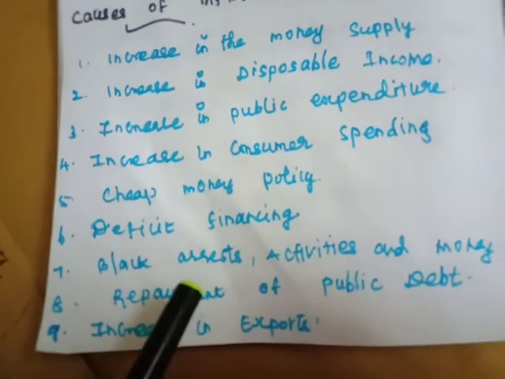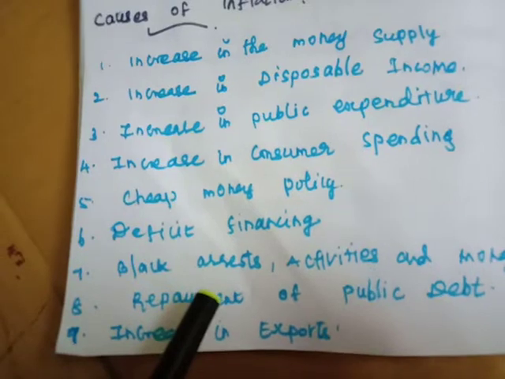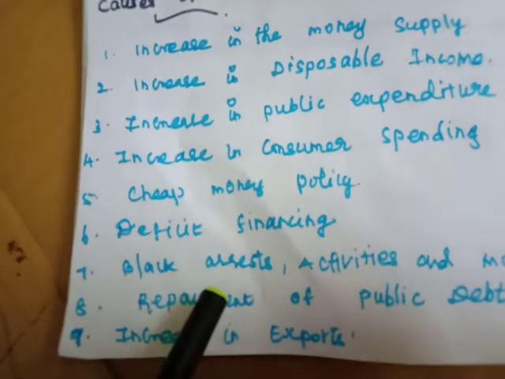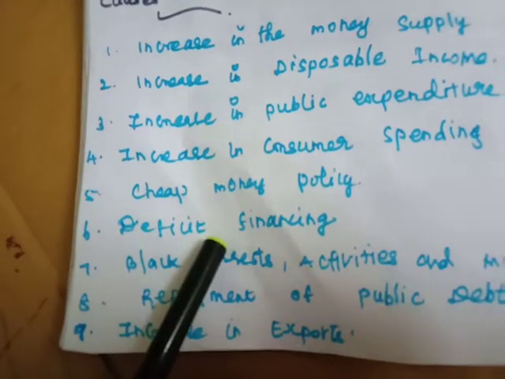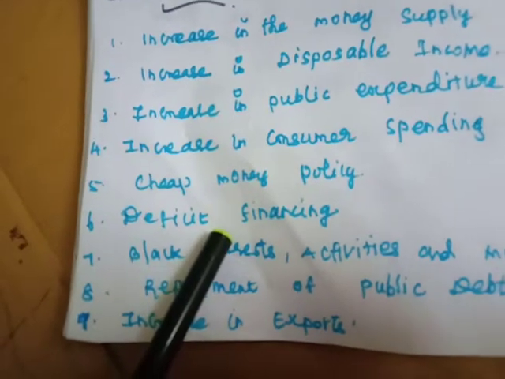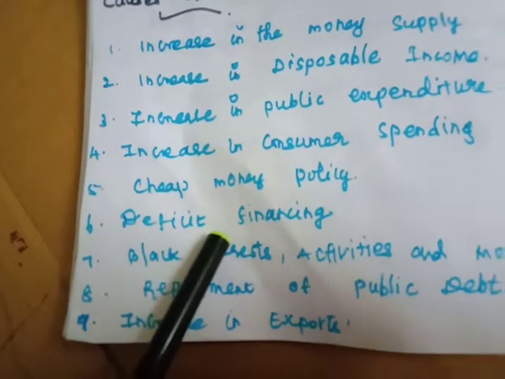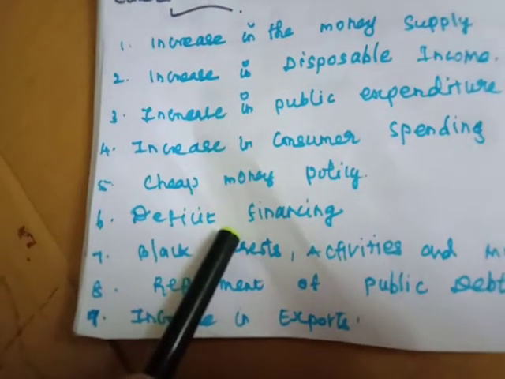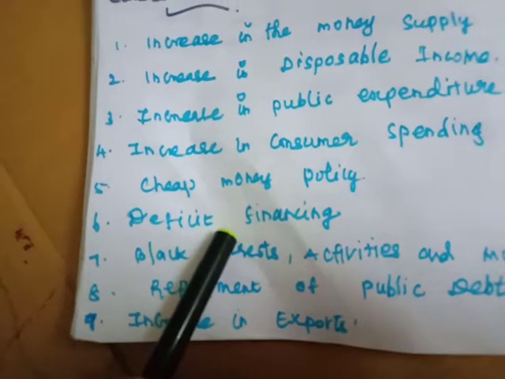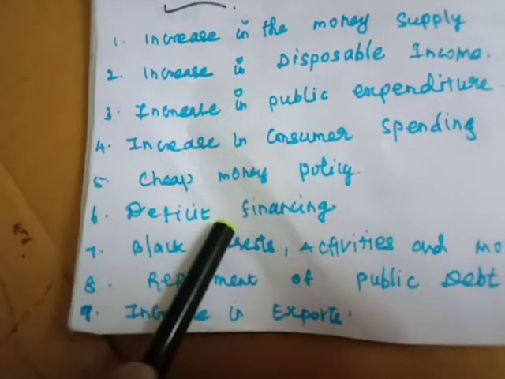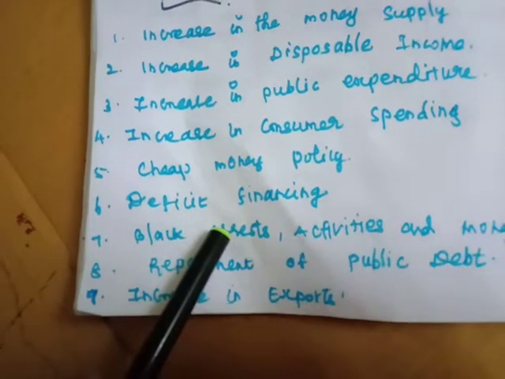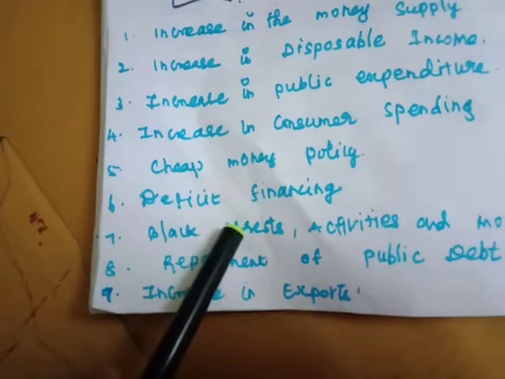When the people repay the amount to the public, and the government sometimes increases their repayment capacity to the domestic borrowers, it will also lead to an increase in the price. It will lead to inflation. And the next one is an increase in the exports.